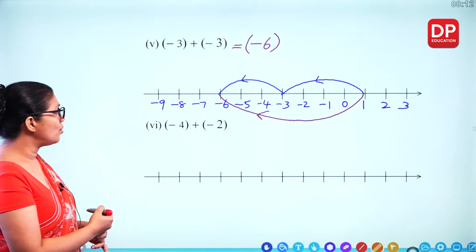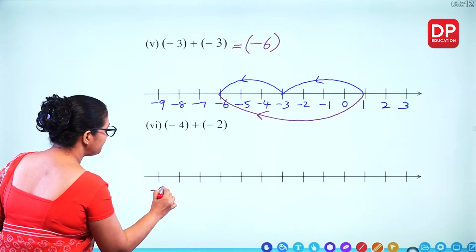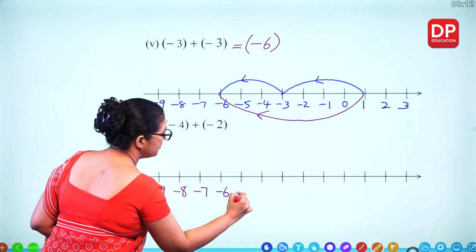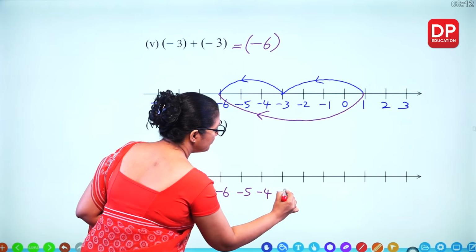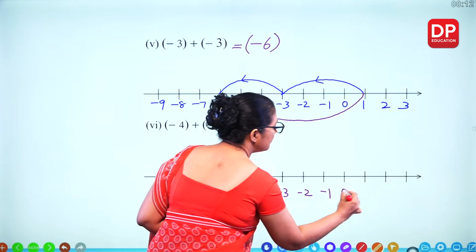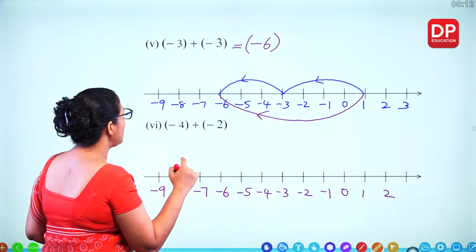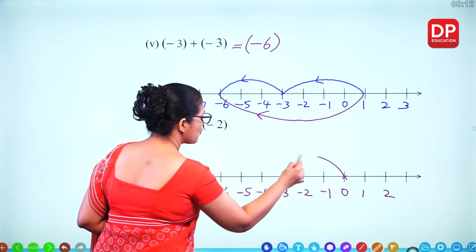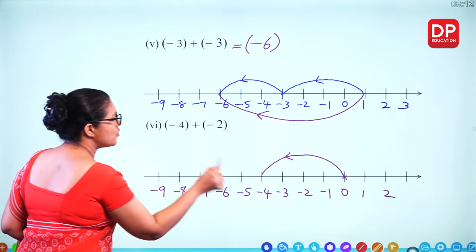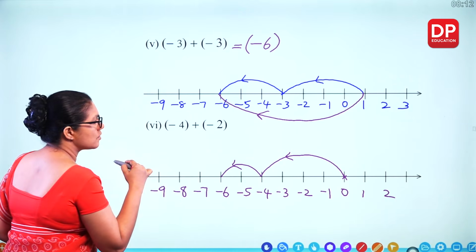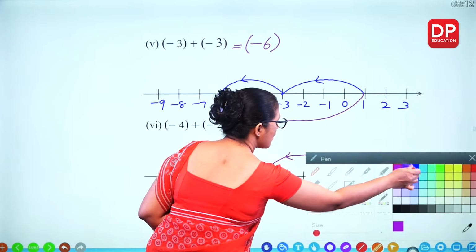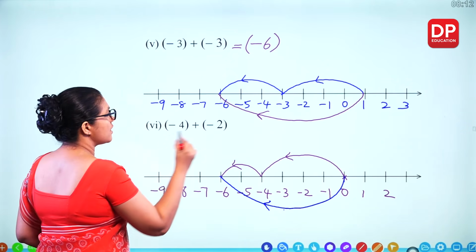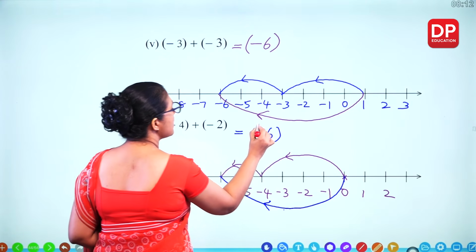Minus 4 and minus 2. Starting from, we'll take minus 9. First label it. And then starting from initial point, minus 4 means 4 squares to the left. Another 2 squares to the left. So what's the final position? You get 6 squares to the left. So the answer is minus 6.